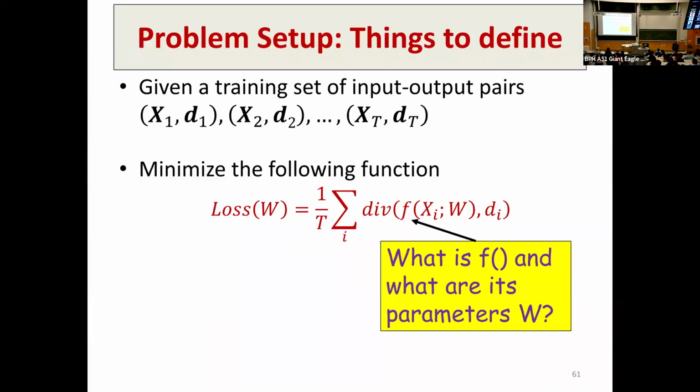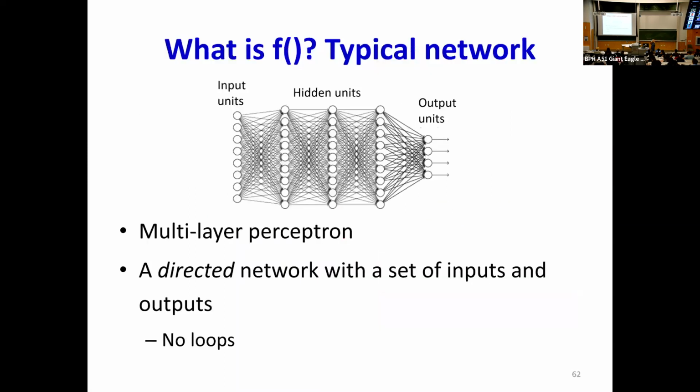So let's start off with the simplest one. What is the function? This we know. This is easy. We are going to assume that it is a neural network. It's a multi-layer perceptron. We're going to assume it's directed with a set of inputs and outputs. Information flows from the input to the output. There are no loops. Nothing comes back. Okay. And the parameters of the function are the parameters of this network. Easy.